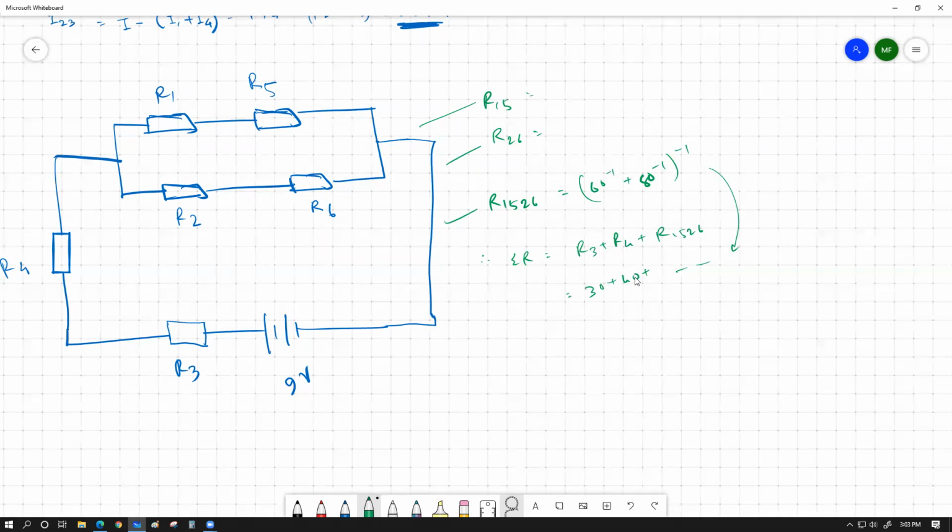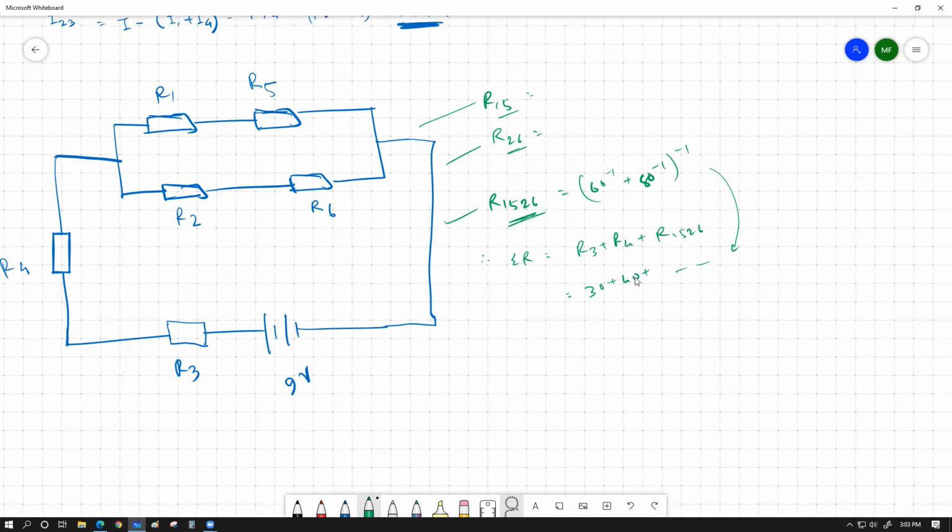Do you understand? Yes, sir. Do you understand up to this point very clearly what I mean by these large numbers? R15 means what? The combination of resistor 1 and 5. The combined resistance of resistance 1 and 5.